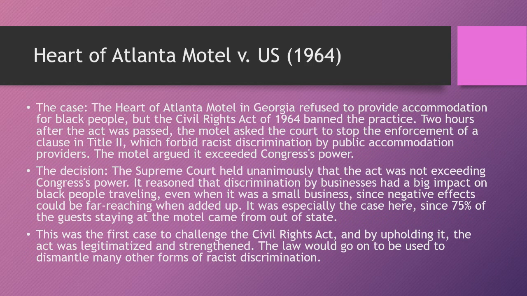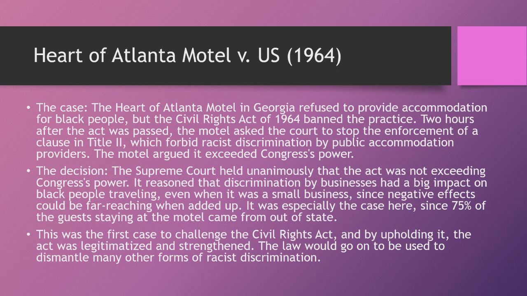Heart of Atlanta Motel versus the US, 1964. The Heart of Atlanta Motel in Georgia refused to provide accommodation for black people, but the Civil Rights Act of 1964 banned this practice. Two hours after the act was passed, the motel asked the court to stop the enforcement of a clause in Title II, which forbade racist discrimination by public accommodation providers. The motel argued that it exceeded Congress's power.